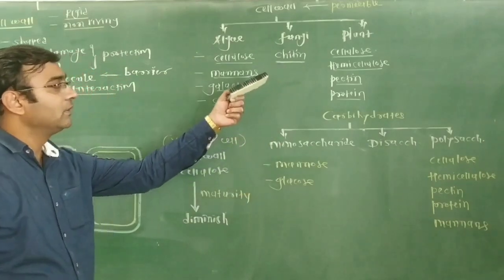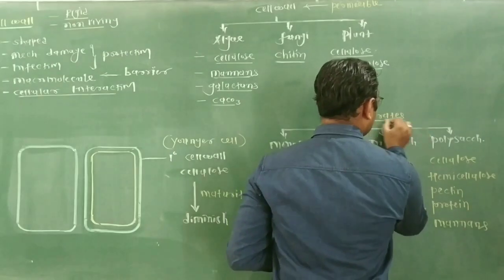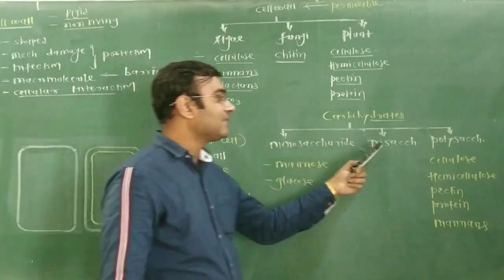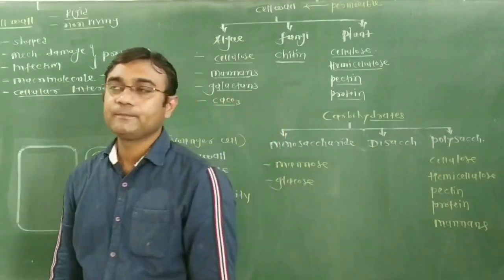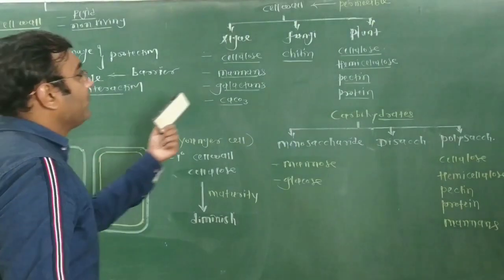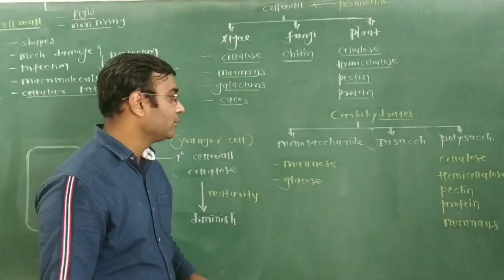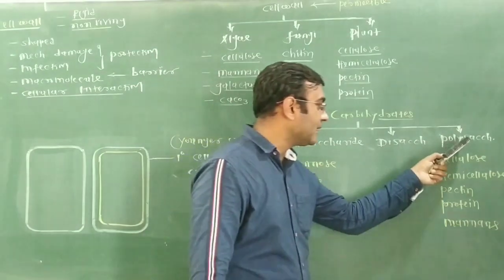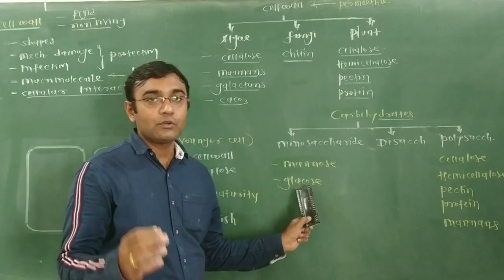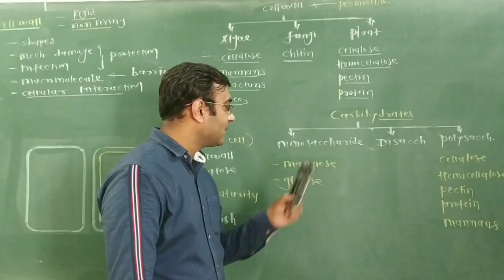Now most of these organic chemicals are carbohydrates. Carbohydrates are of three types: monosaccharide, disaccharide as well as polysaccharide. You have listened to glucose many times. Glucose is an example of a monosaccharide. Mannose is also an example of a monosaccharide.